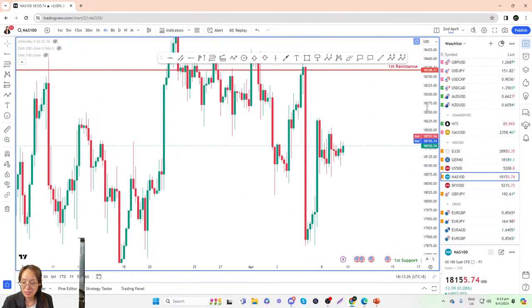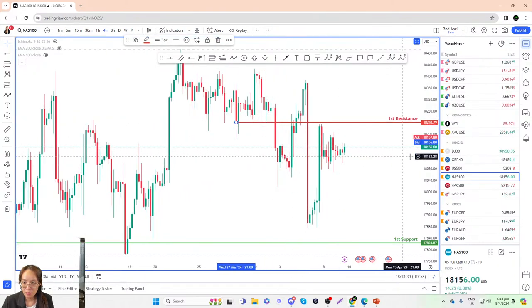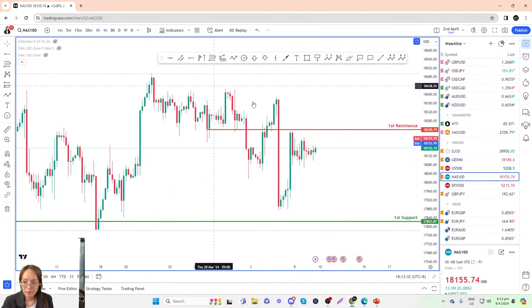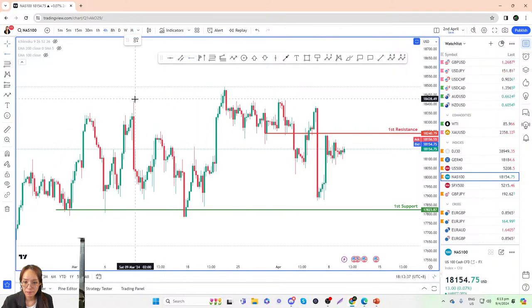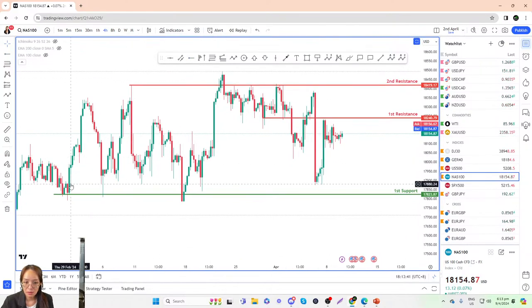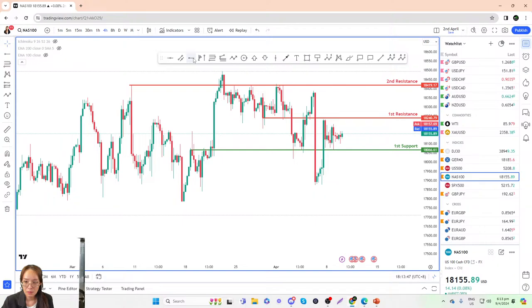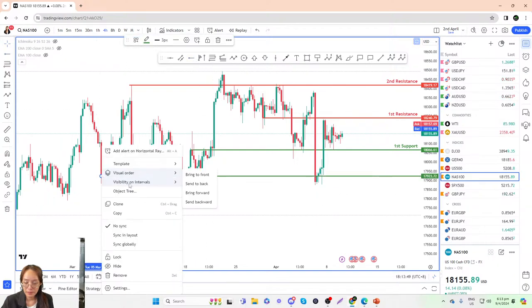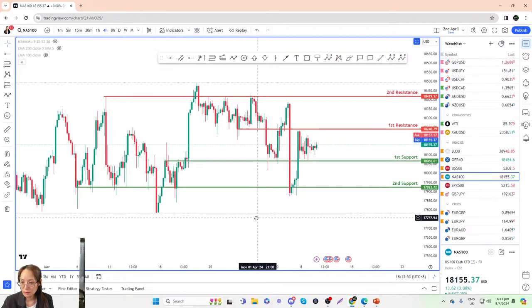Okay, let's just adjust the levels based on H4. Yeah, first support, first resistance right here. Second resistance, this is my second resistance. Okay, for H1 this is your first support. This is second support. Okay, here.